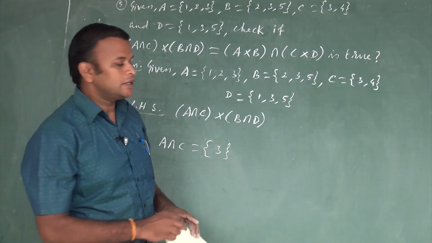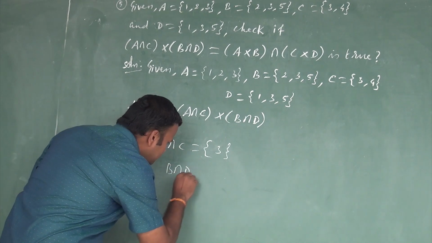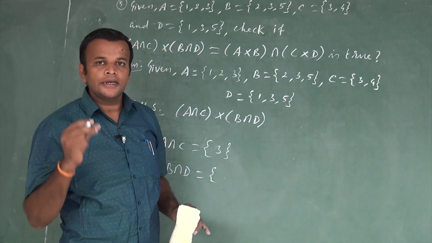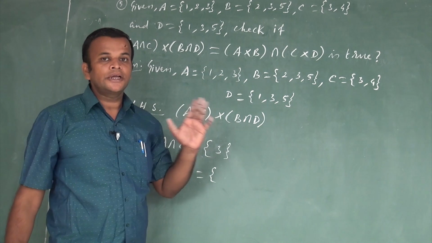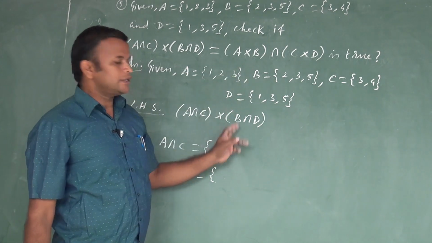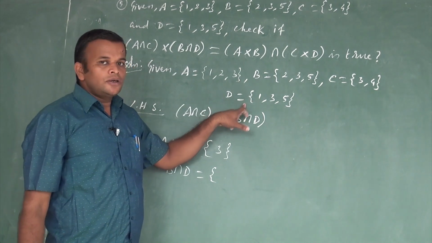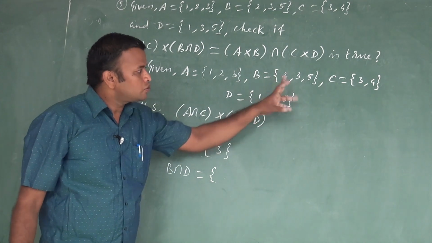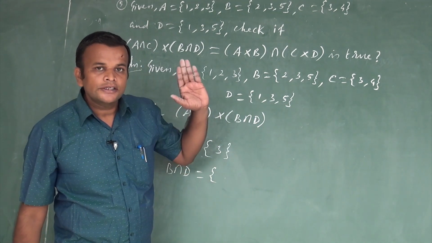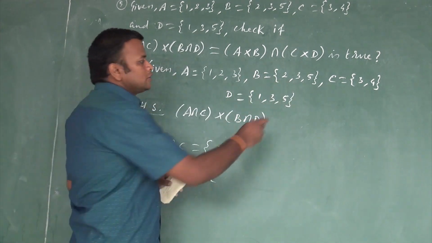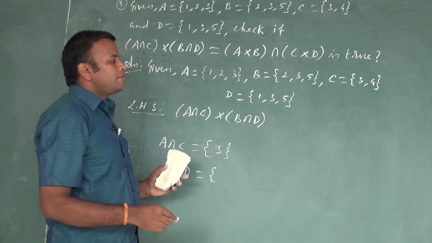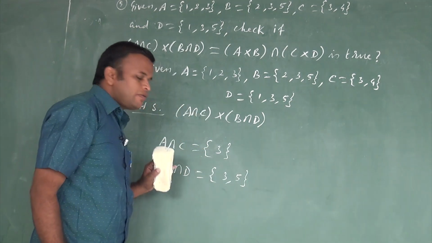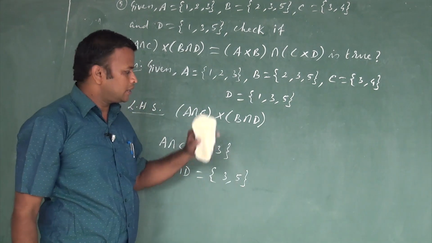B intersection D. B intersection D means the common elements in B and D. So what elements are common in B and D? We look at the sets B and D first. Do you identify which ones are common in B and D? How many elements are there? There are 2 elements: one is 3 and another is 5. So 3 and 5 are the only common elements in B and D. So the value of B intersection D is {3, 5}.